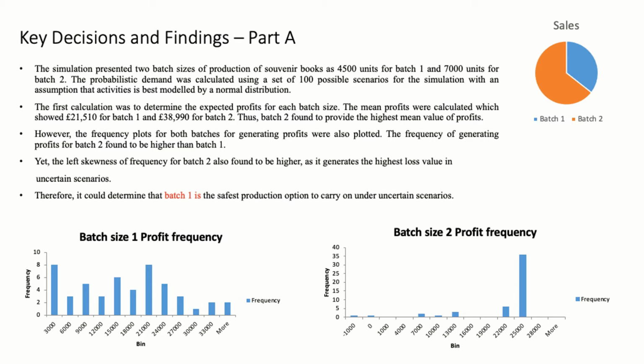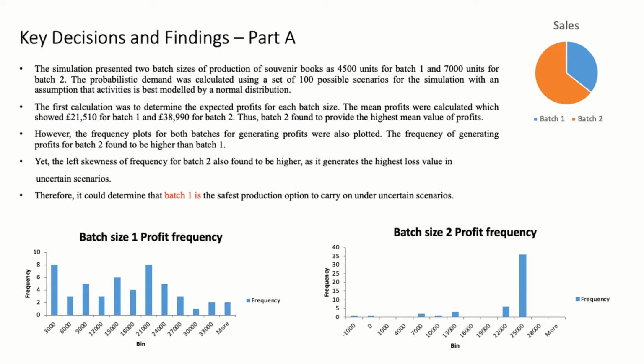The probabilistic demand was calculated using a set of 100 possible scenarios for the simulation, with the assumption that the activities are best modeled by a normal distribution. The first calculation was to determine the profit for each batch size, and the profits were calculated as 21,510 pounds for batch 1 and 38,990 pounds for batch 2. Thus, batch 2 was found to provide the highest profit.